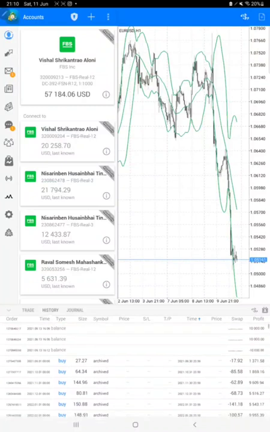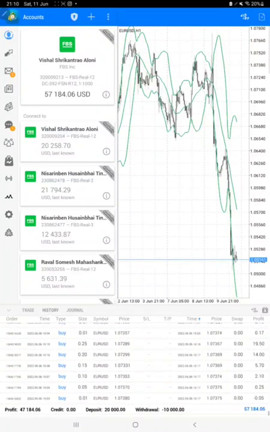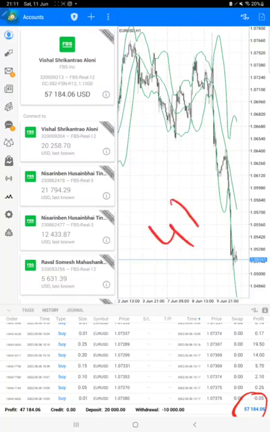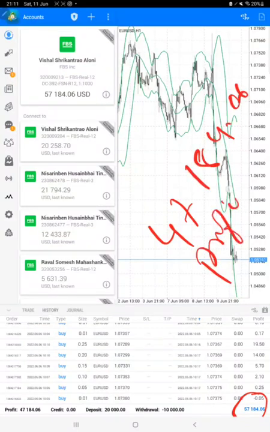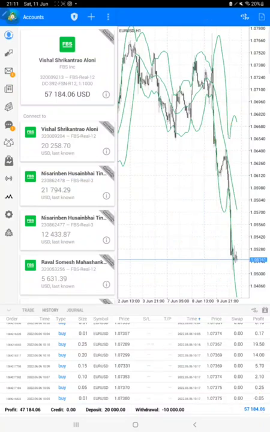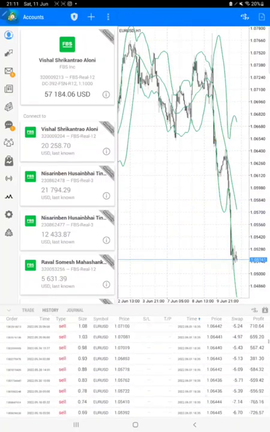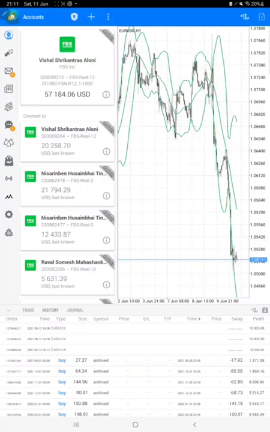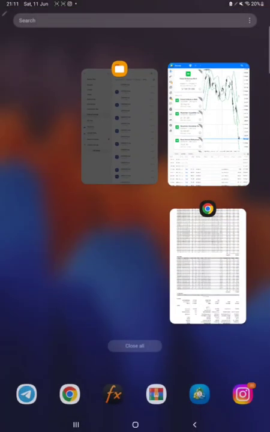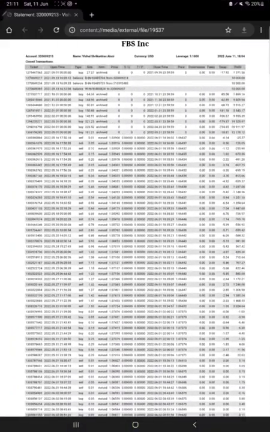You can see all the trades, the Euro USD strategy has been implemented and traded here, and you can see right now the fund available is 57,184.06, started from 10k and 47,184.06 profit we made in this account so far. Very good profit we made on this strategy, and so many trades, started from 1st of September 2021.